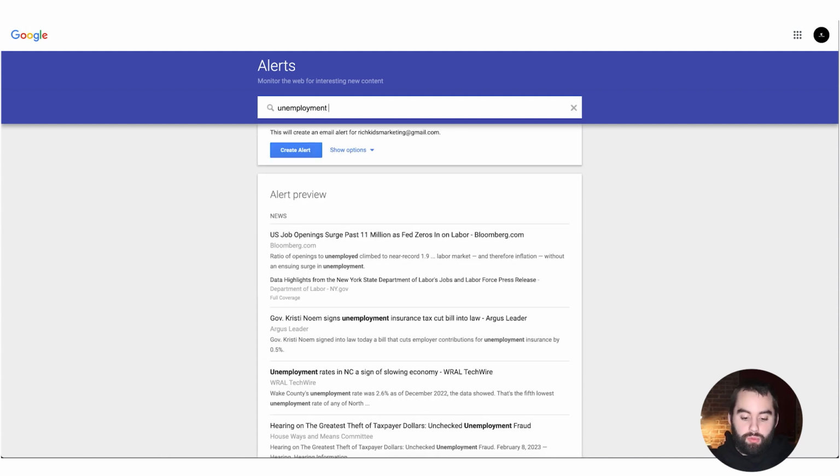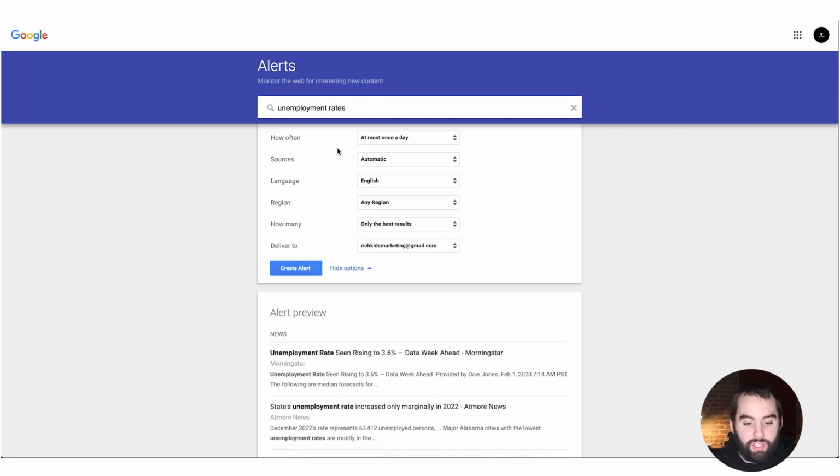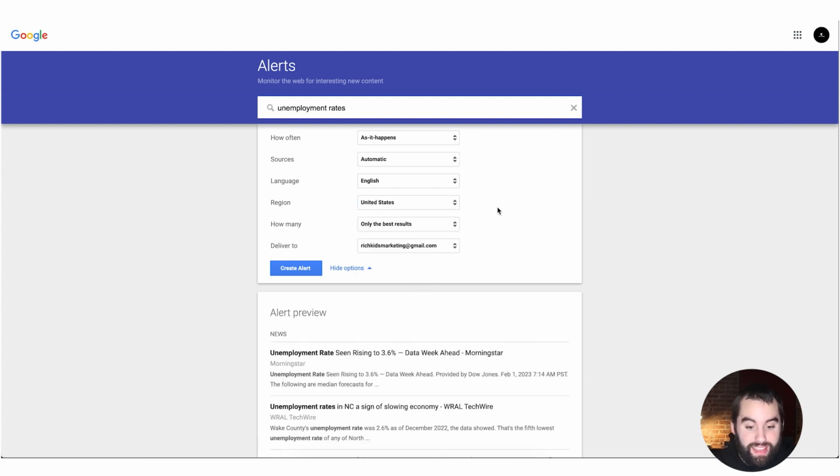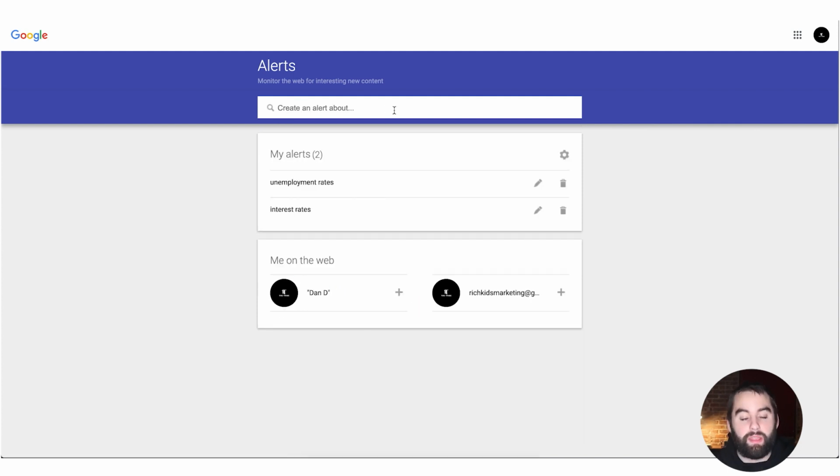So we can do unemployment rates, and we can again show options as it happens. Sources, automatic. Language is English. Any region, United States. Again, create alert. And we just keep on creating these alerts because again, we want to be very up to date on what's happening.